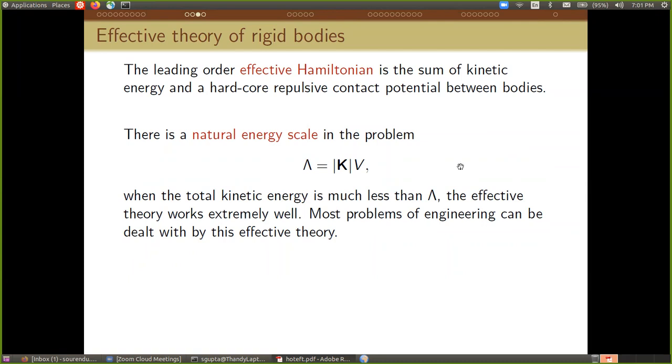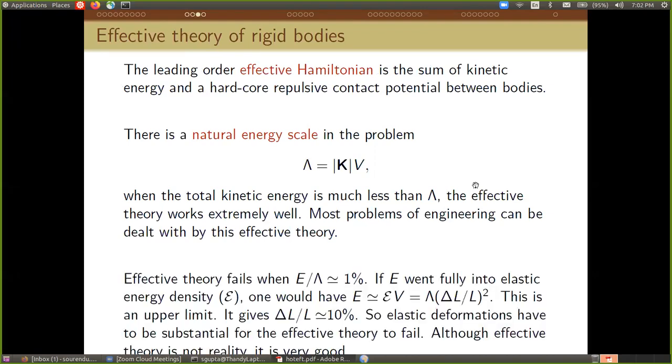Okay. That's the effective Hamiltonian that I said. And this is the scale. There's a natural energy scale, and the energies involved in this effective Hamiltonian have to be much smaller than this. Okay. When does this effective theory fail?